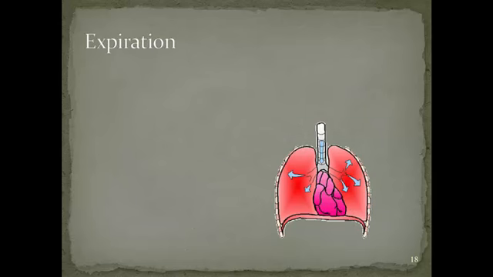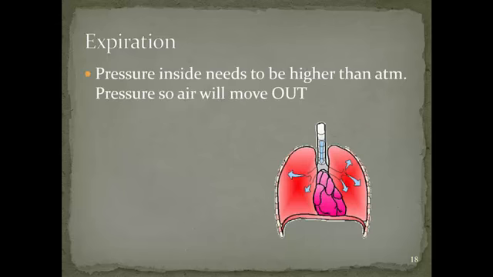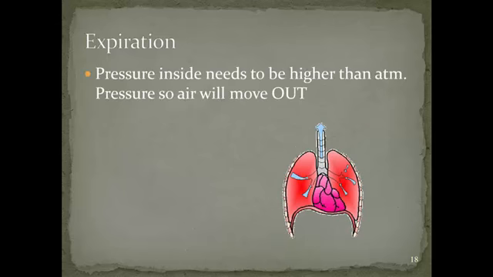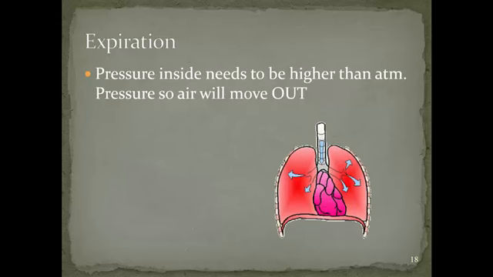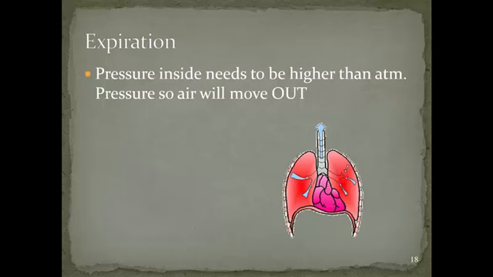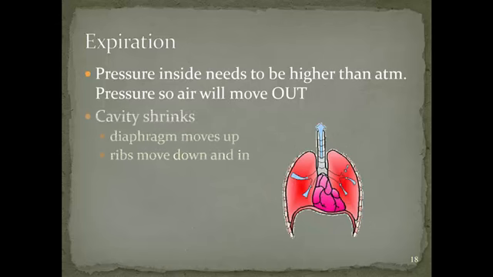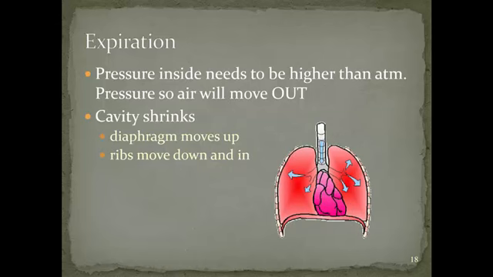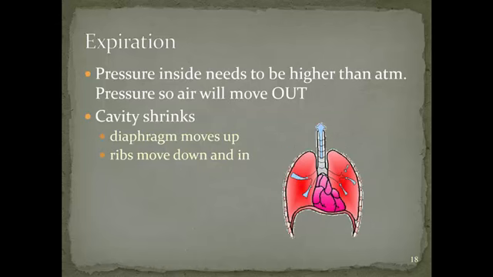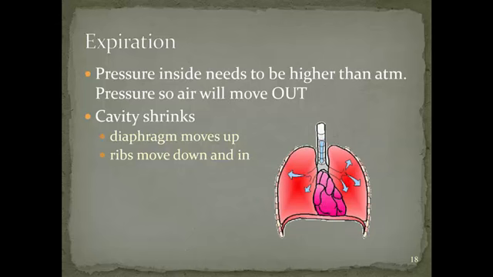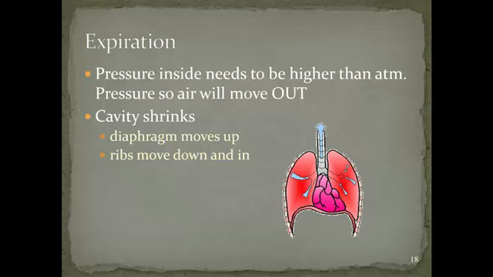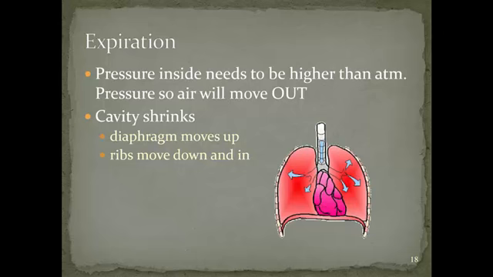The opposite happens during expiration. For air to leave, the pressure must be higher than the atmospheric pressure on the outside. So to make pressure higher inside, we got to do the opposite to the volume. We got to make it smaller. So the cavity shrinks, the diaphragm relaxes and moves up, the ribs move down and in. Because this is a relaxation process, you can't force it. So exhaling or expiration is a more passive process, and mostly you need to let it happen.